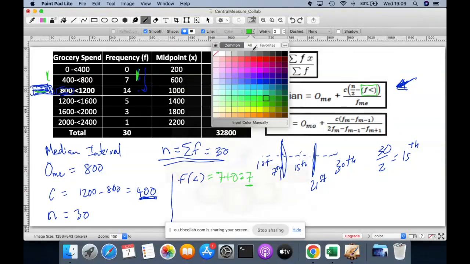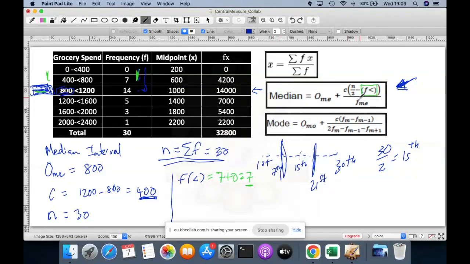Then the last symbol that you need in that equation is what you see in the denominator. It's the FME, and that means the frequency of your median interval. What is the frequency of this interval? The frequency of this interval is 14. That's the value. I know the symbols may not be intuitive, but you just need to understand what they mean. That's the takeaway from this. Understand what these symbols mean so that once you identify your interval of interest, in our case the median interval, you can pull out these values based on that.